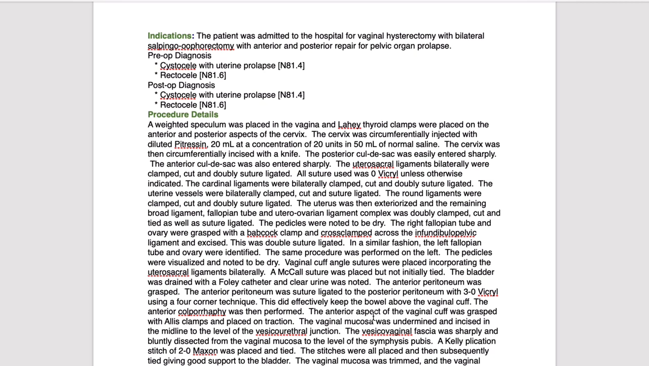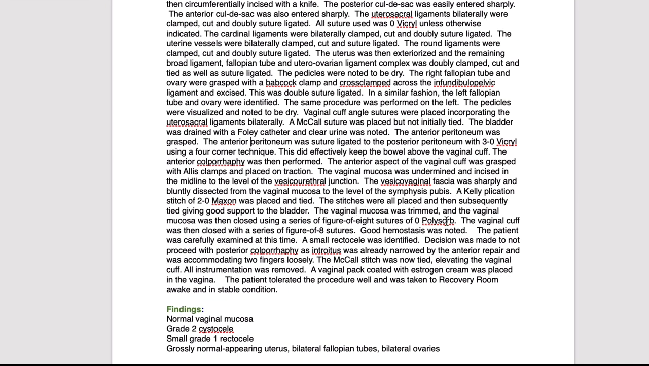And it says the anterior aspect of the vaginal cuff was grasped. The vaginal mucosa was undermined and incised to the midline, to the vesicourethral junction. And this was sharply and bluntly dissected. A plication stitch was placed and tied. Stitches were all placed and then subsequently tied, giving good support to the bladder. And the vaginal cuff was then closed.